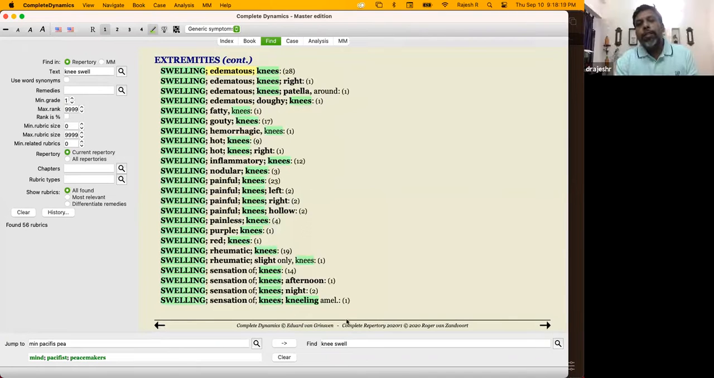That's what pleural effusion, knee effusion, and all those things. Swelling, edematous knee is the one for pleural effusion. There are certain medical words, but those may not directly reflect in the repertory. But you have to understand the pathology or construction of it.